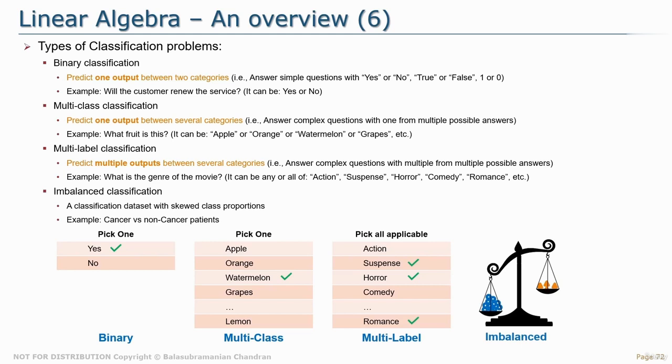Imbalanced classification. A classification dataset with skewed class proportions. Example, cancer versus non-cancer patients. Only a fraction of the total number of patients may be cancer patients. This is an example of imbalanced classification.